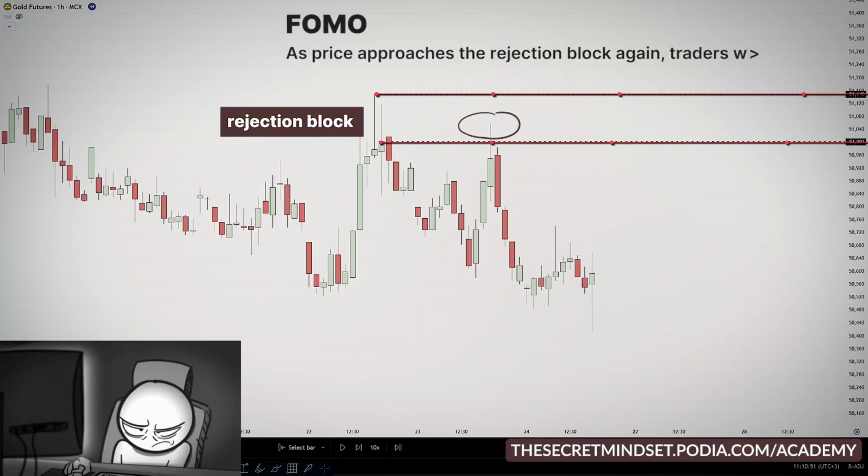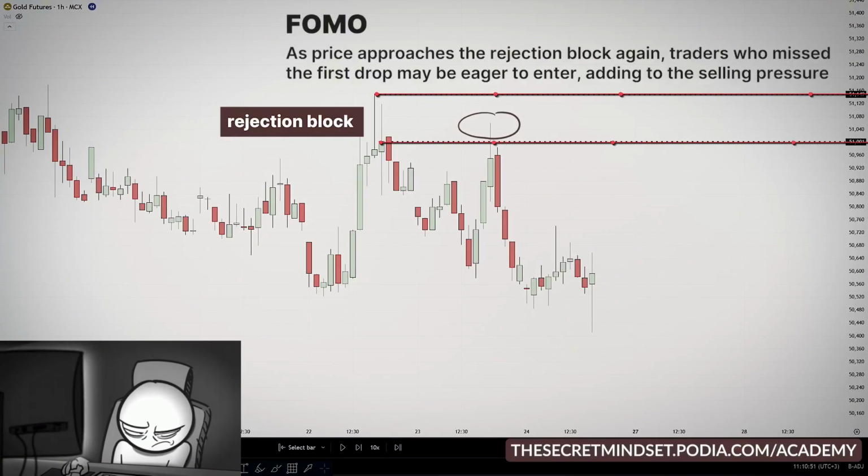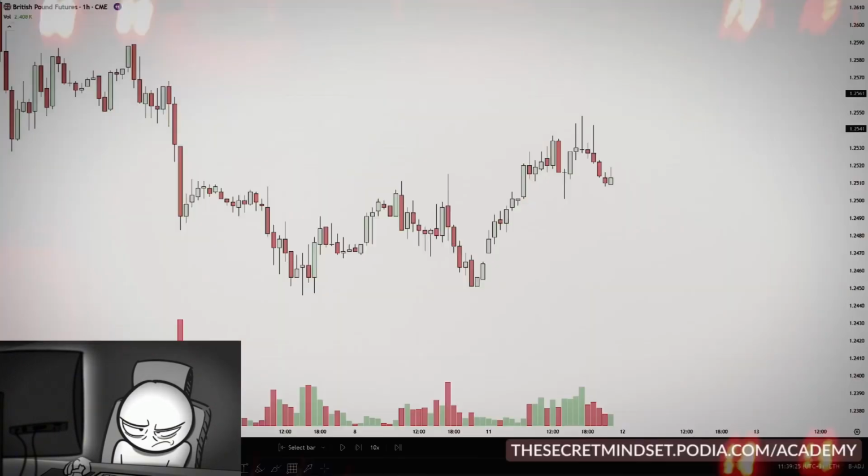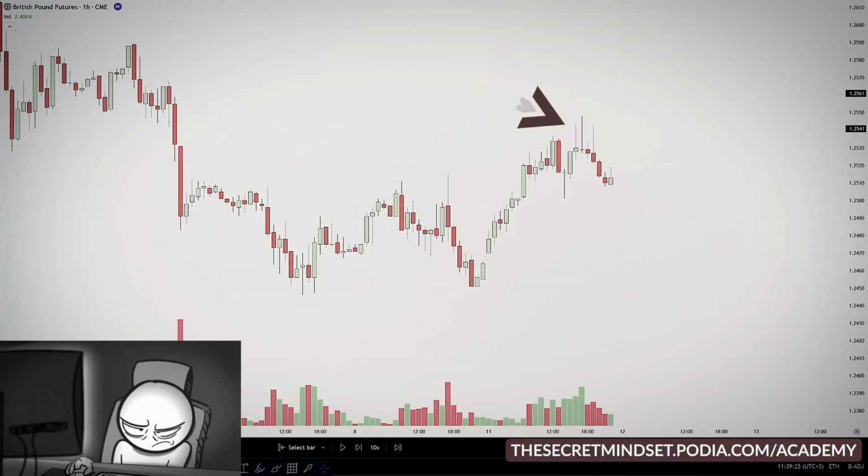First, there's the fear of missing out. As price approaches the rejection block again, the traders who missed the first drop may be eager to enter, adding to the selling pressure. And we have the pain of regret. Buyers who got stopped out on the initial rejection may be hesitant to buy again at this level, reducing buying pressure. Another trait, we notice two candlesticks with long upper wicks near a recent high.